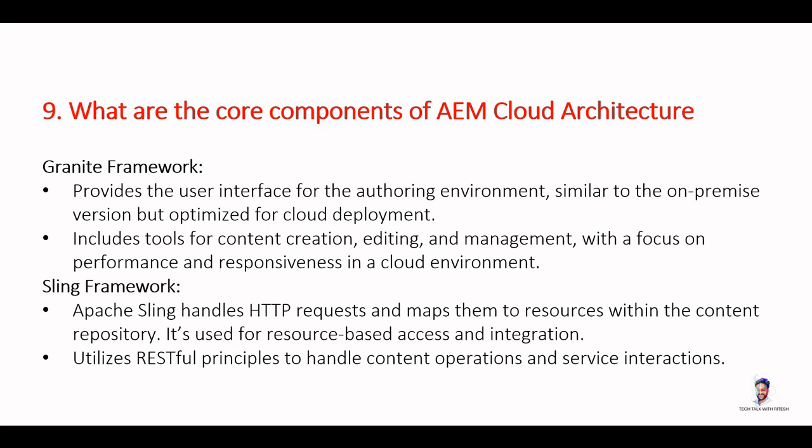Furthermore, the Granite framework provides the user interface for the authoring environment, similar to the on-premise version but optimized for cloud deployment, and it includes tools for content creation, editing, and management with a focus on performance and responsiveness. Then for the Sling framework, Apache Sling handles HTTP requests and maps them to the resources within the content repository. I have created a separate video on how we map resources using Sling. Please go through that video. It is used for resource based access and integration, and it utilizes RESTful principles to handle content operations and service interactions.